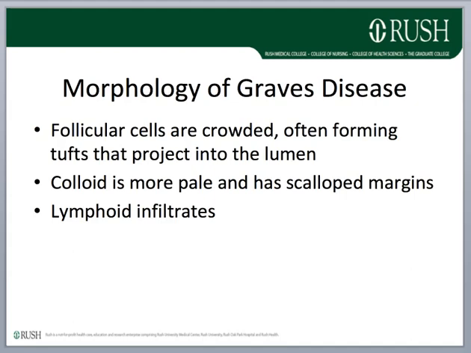Microscopically, the follicular epithelial cells are tall and more crowded than usual, and this often results in the formation of tufts of epithelium that project into the follicular lumen. The colloid within the follicular lumen is described typically as more pale than normal and has scalloped margins at the interface between the colloid and the lining follicular cells, and that's a key microscopic feature. Sometimes you can see lymphoid infiltrates. Commonly these have germinal centers, although it's usually not as prominent as Hashimoto thyroiditis.